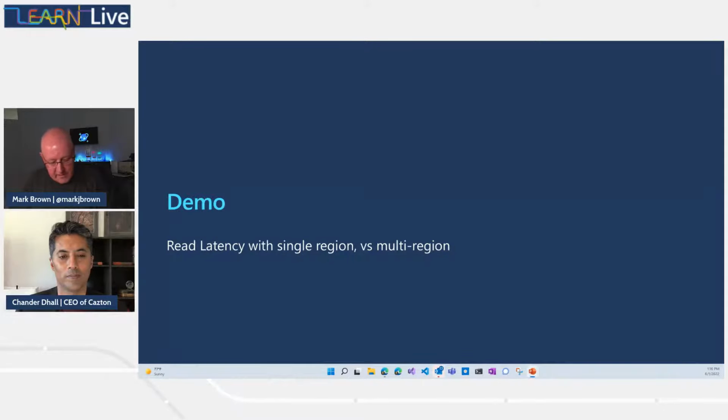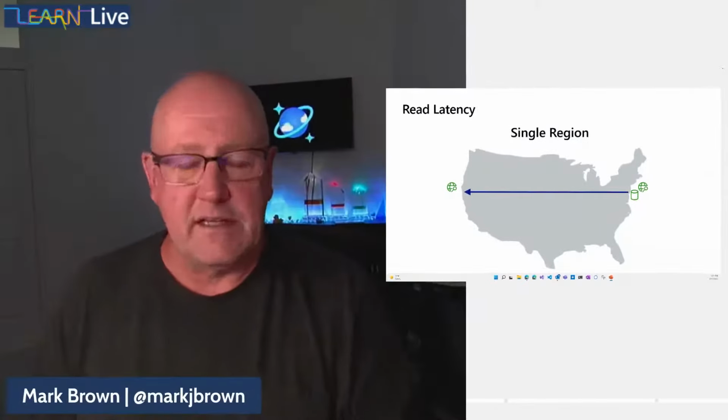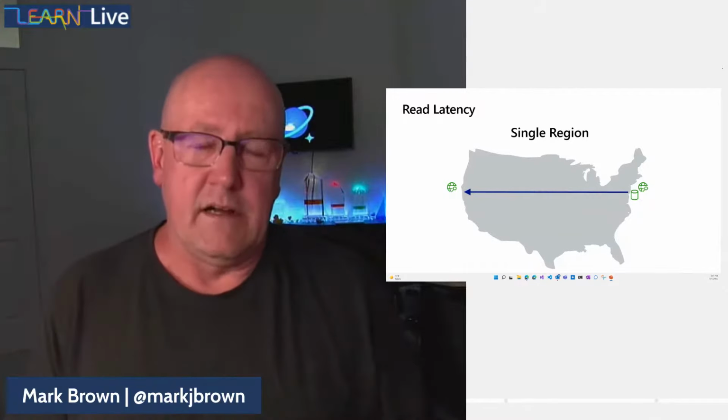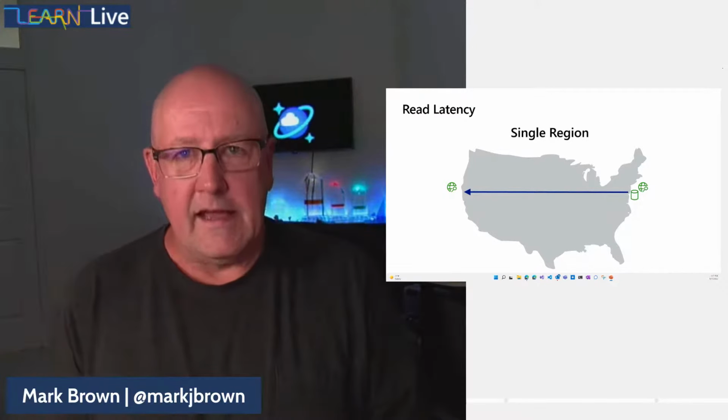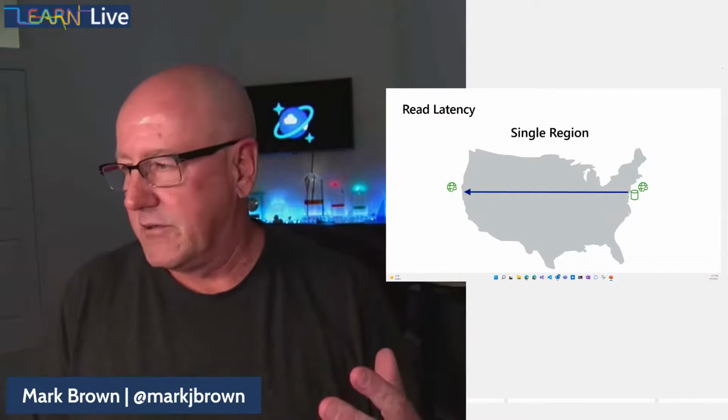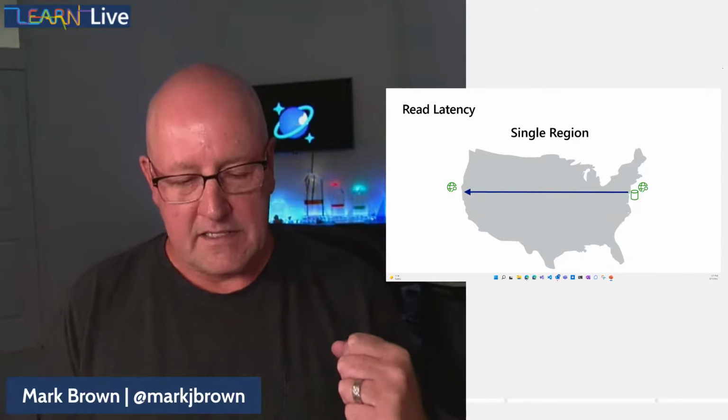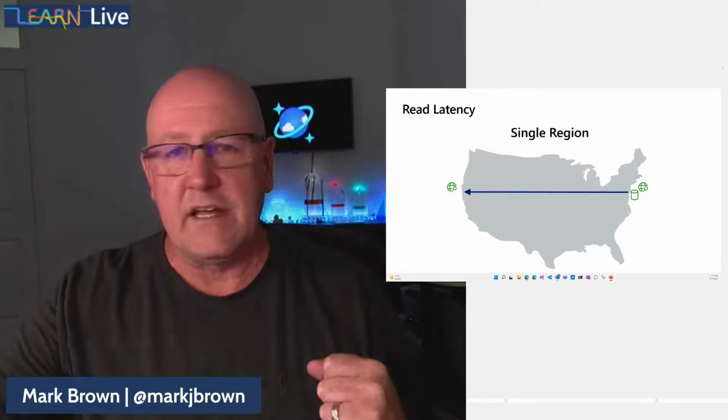And I'll show you what happens when you make these types of choices in here. So the first one is I have an account that I've deployed. And I'm going to show you 2 scenarios. One is I have a single region, single write region, and that's in the East US 2 region.